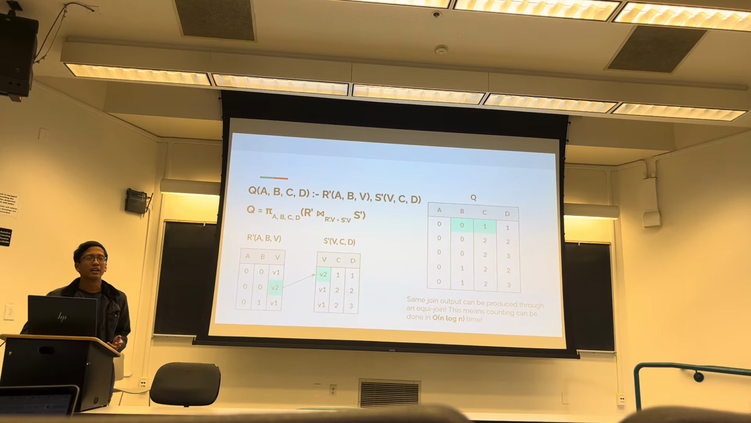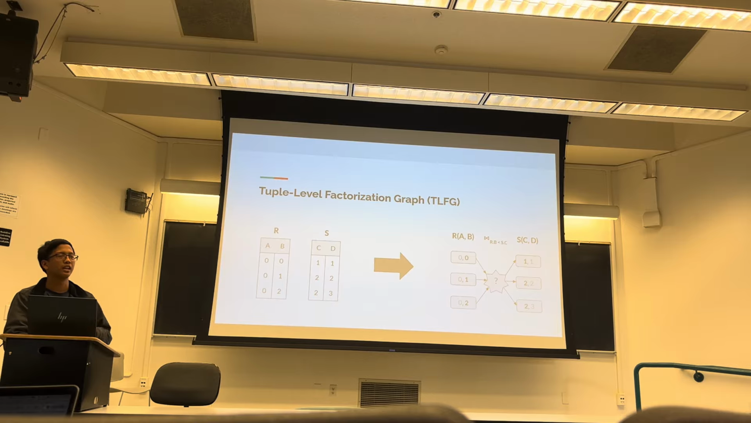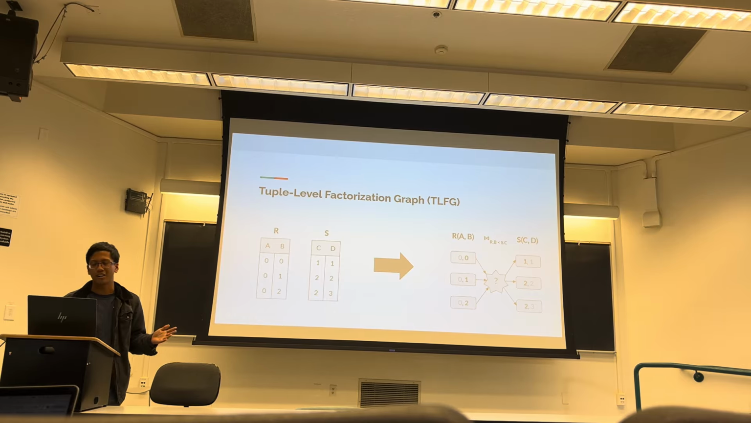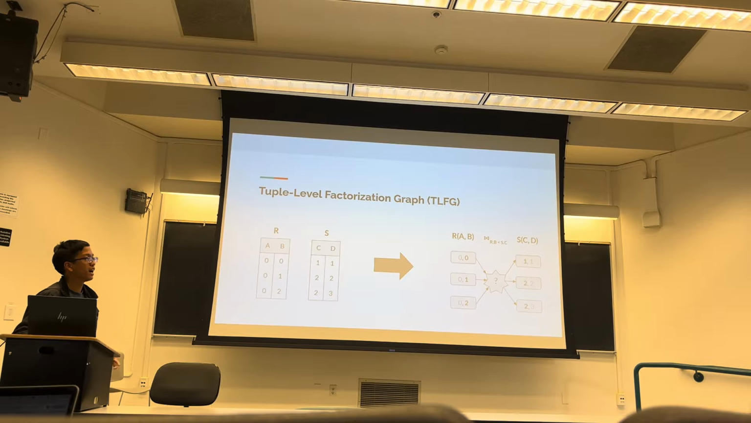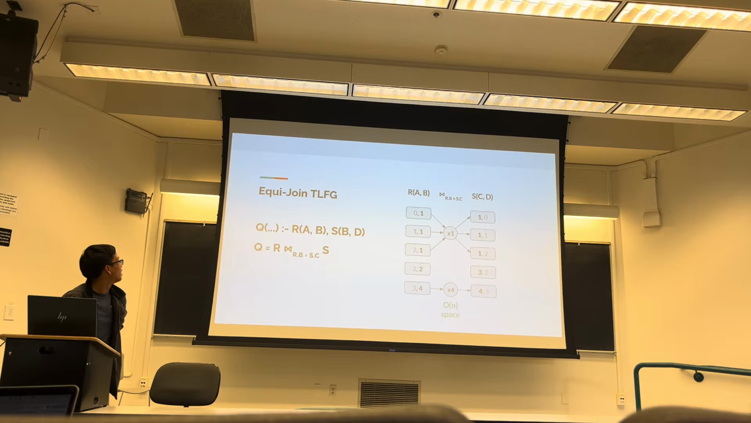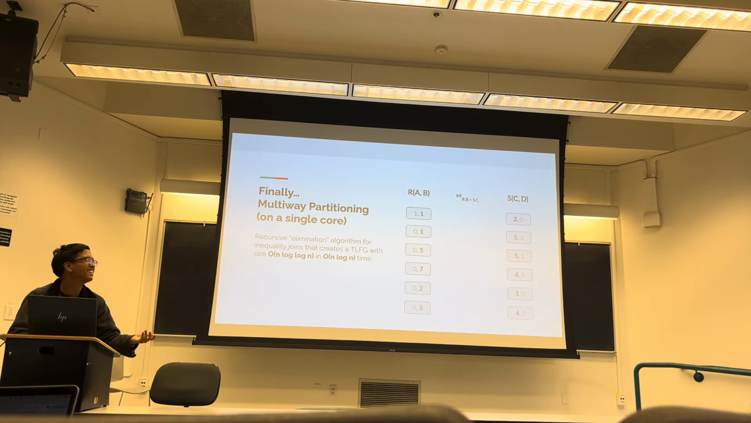So that's really cool. But how does this transformation work? To understand that, you would need to understand something called the tuple level factorization graph, which is an abstraction to convert the relation into this DAG problem. Unfortunately, with the time given, I cannot explain this whole thing. It's really interesting. I actually have a lot of slides prepared for it, as you can see. But we'll skip to the elimination algorithm, which is called multi-weight partitioning.